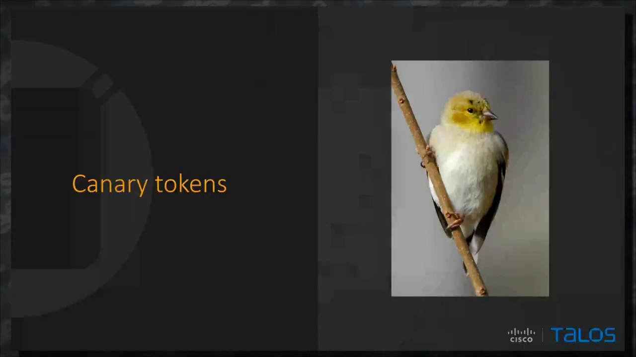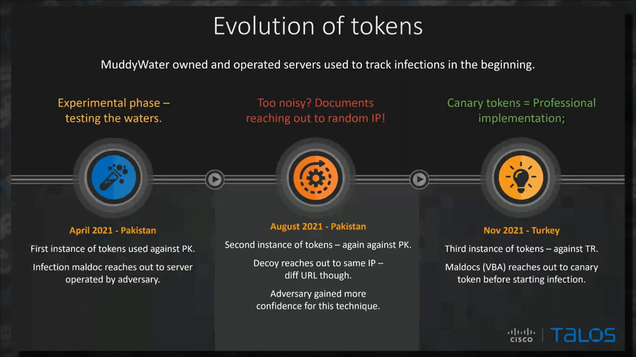All right, so let's talk about Canary Tokens. The usage of Canary Tokens for tracking infection chains is very novel to this specific APT. We haven't seen this before. The first time we discovered this was when we were looking at their campaigns sometime in April 2021. And the more we looked at these campaigns, the more we realized that the attackers were slowly refining this technique. So in April of last year, in the campaign targeting Pakistani entities, we saw that the attackers started using homemade infection tokens. This was the experimental phase for this specific technique. The attackers were testing the waters, trying to understand the utility of this technique.